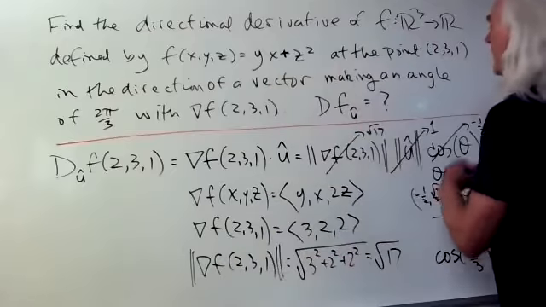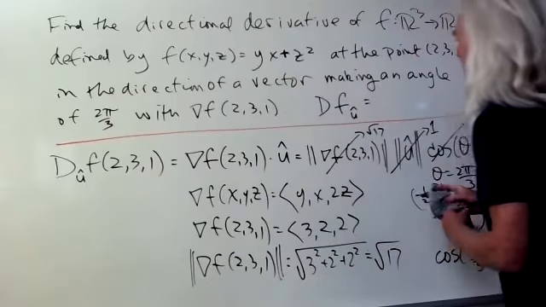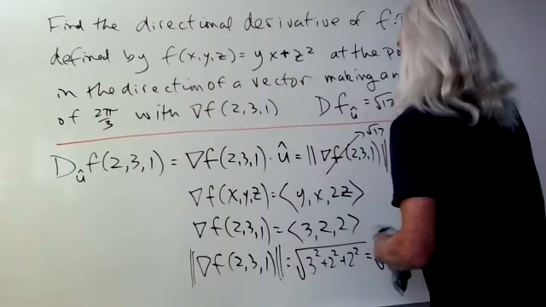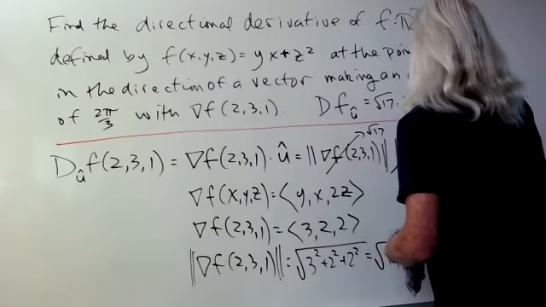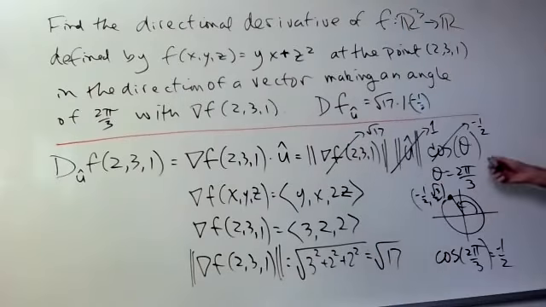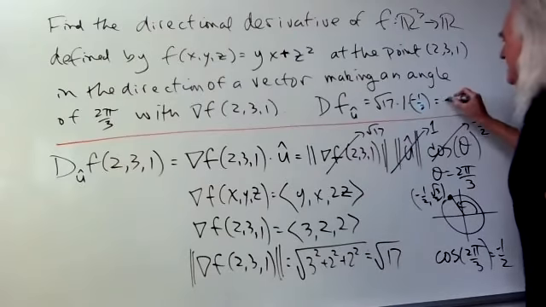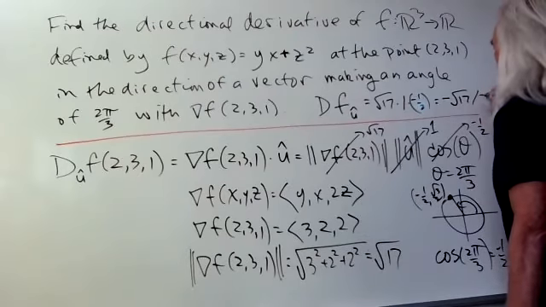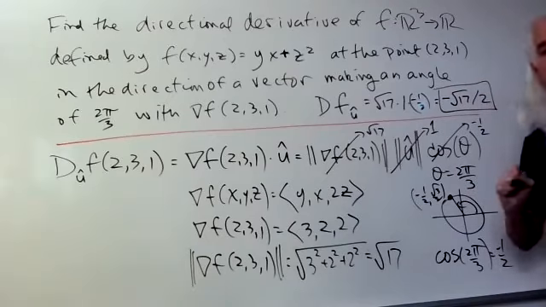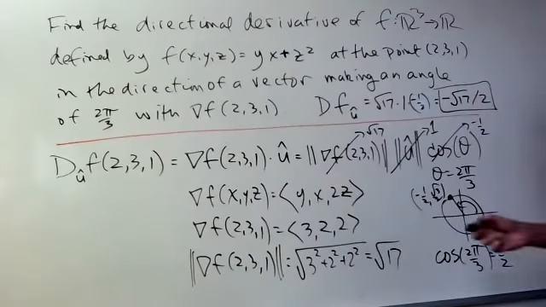So the answer is the square root of 17 times 1 times negative a half. Okay, we probably want to simplify that. That's just negative square root of 17 over 2. All right, that's all there is to it.